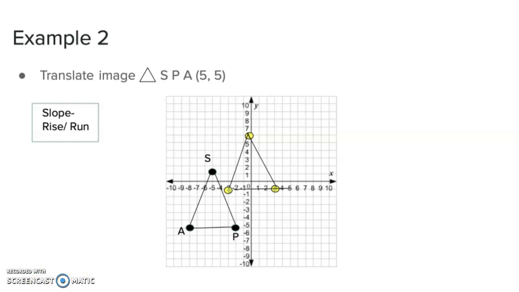Okay, so this is now the officially completed translation for example 2. I've added the lines to make it look more like a triangle. Okay, so for the points for SPA, S is at the top here. It's 0, 6. And for A here is -3, -1. And for the point here is 3, -1.